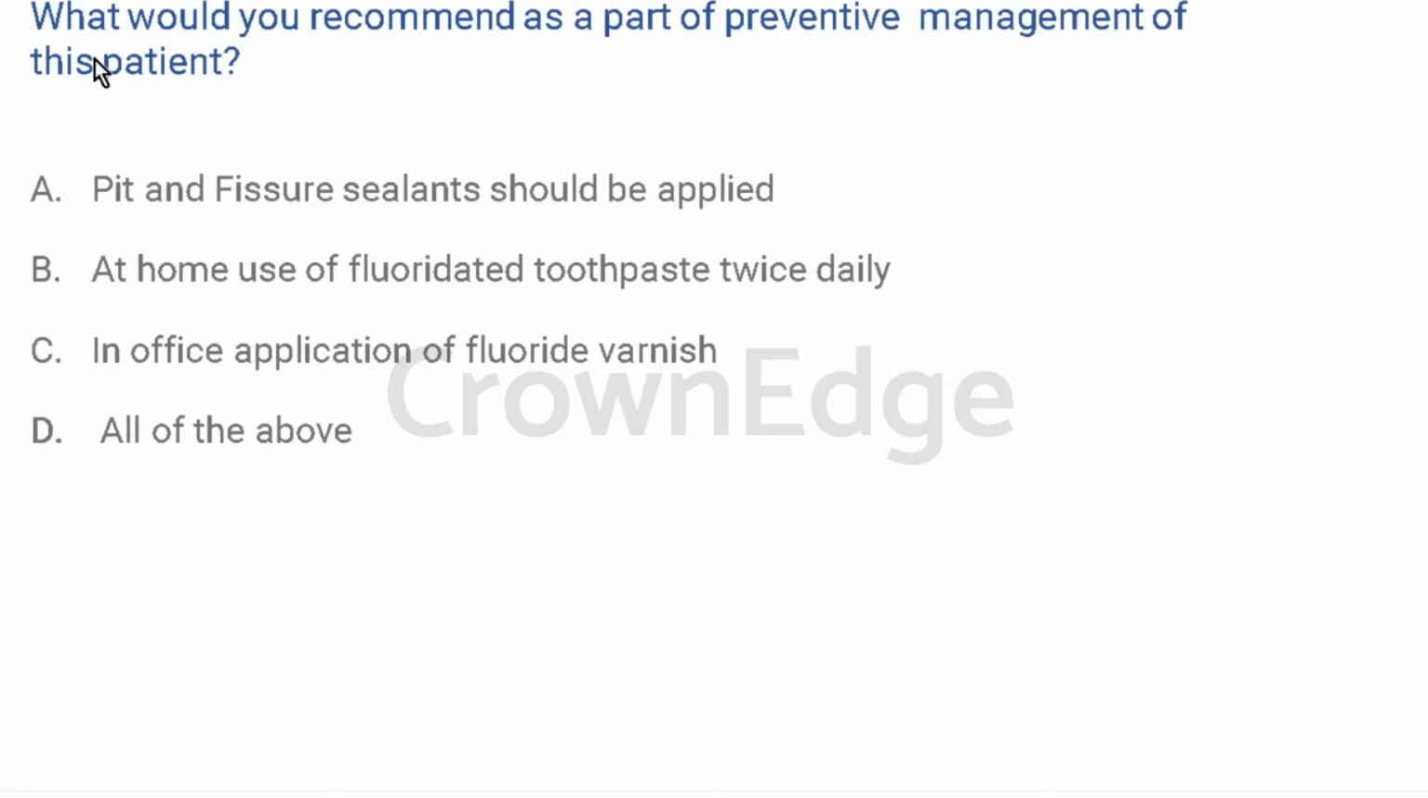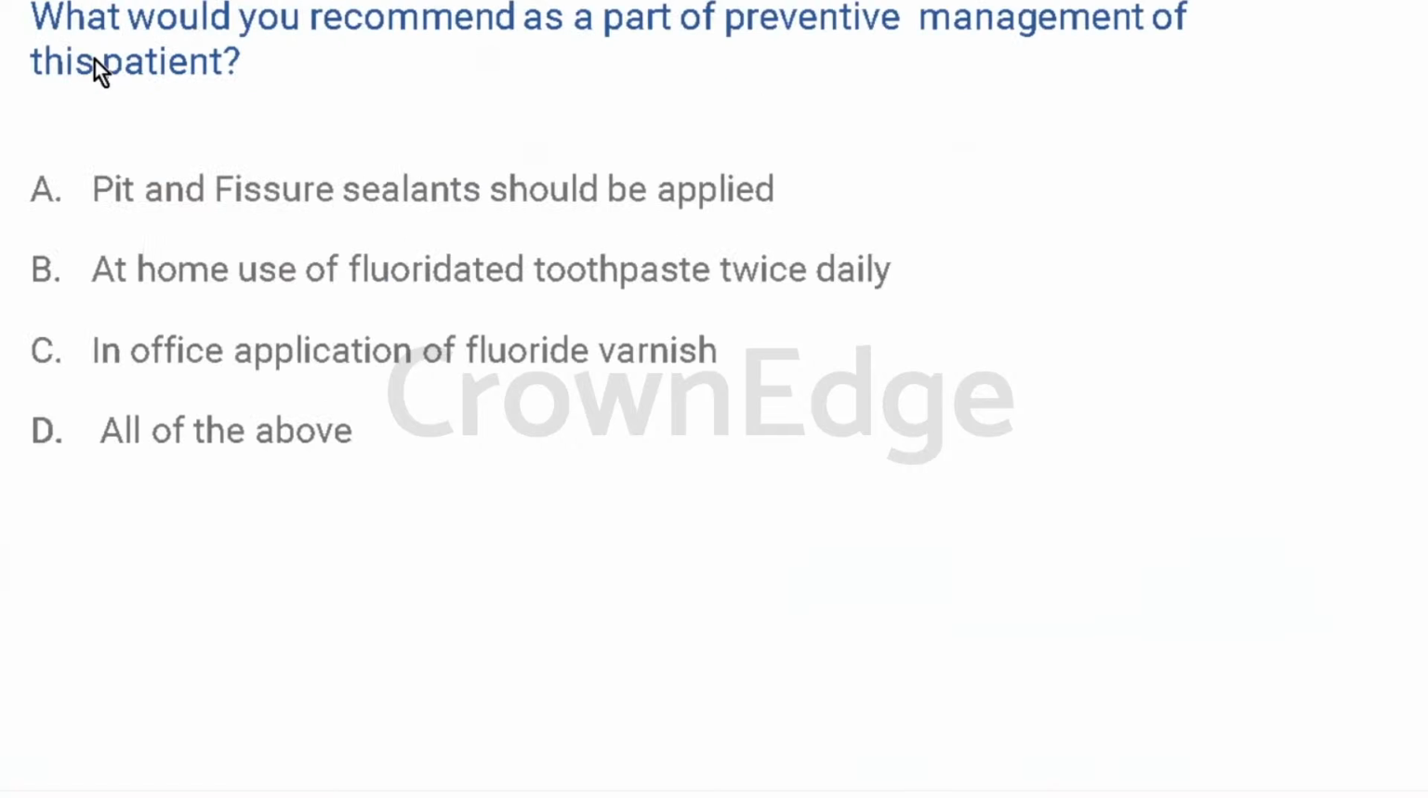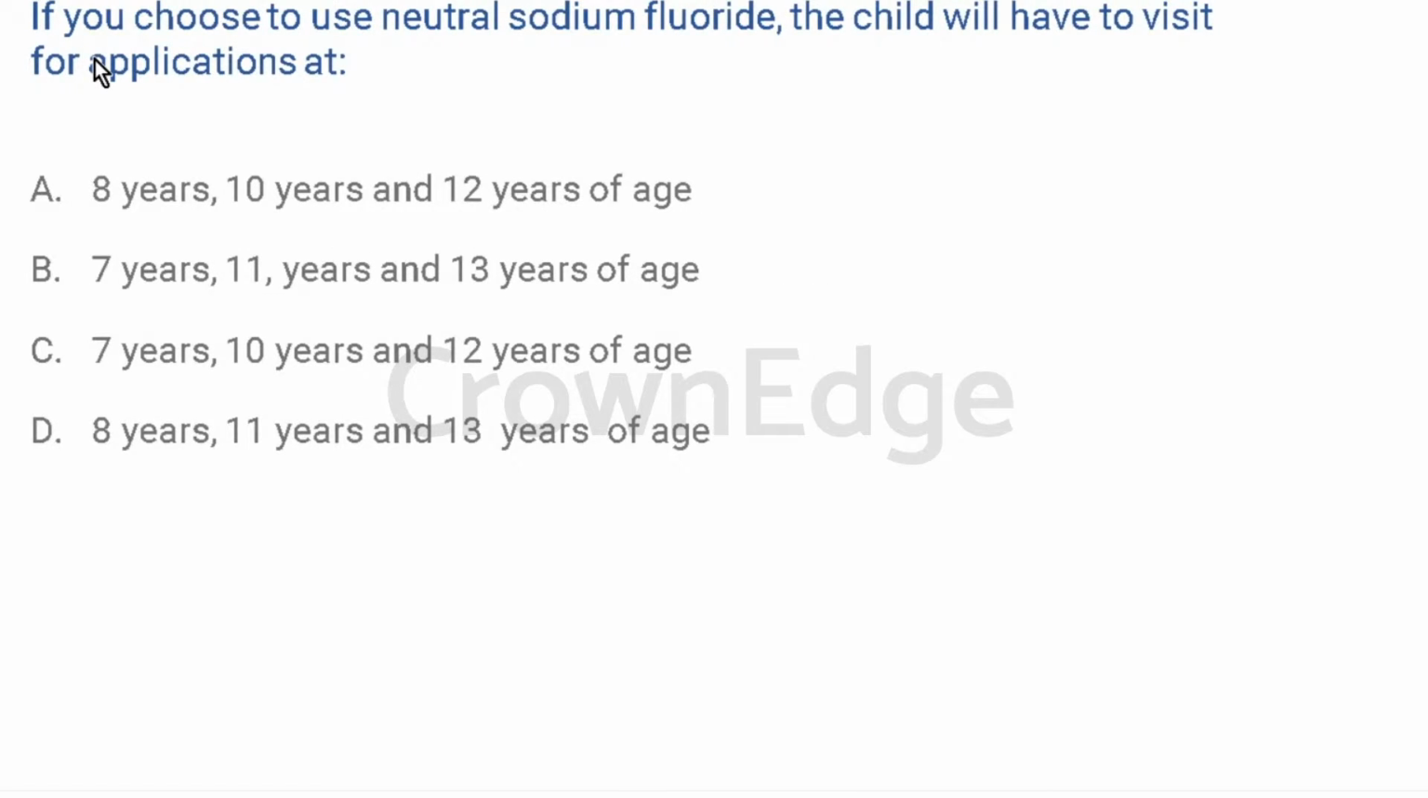So if any of this doesn't work, let's say this child does not like the fluoridated toothpaste, or does not prefer the application of fluoride varnish, then the safer bet is to go for all of the above. Do all of that is required because he already has multiple restorations on the teeth. So the best preventive would be to choose sealants, toothpaste, and fluoride varnish. If you choose to use neutral sodium fluoride, the child will have to visit for applications at 8 years, 10 years, and 12 years of age.